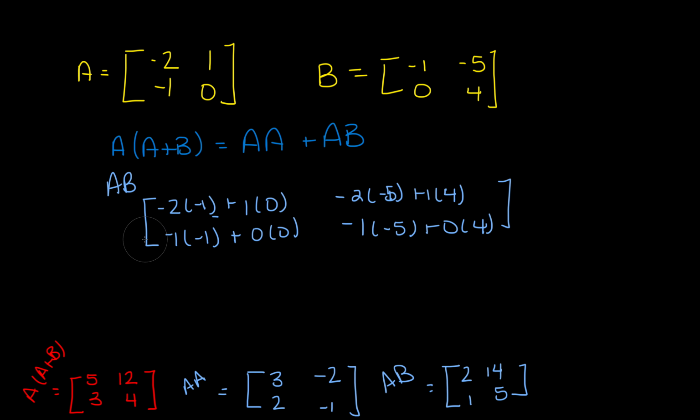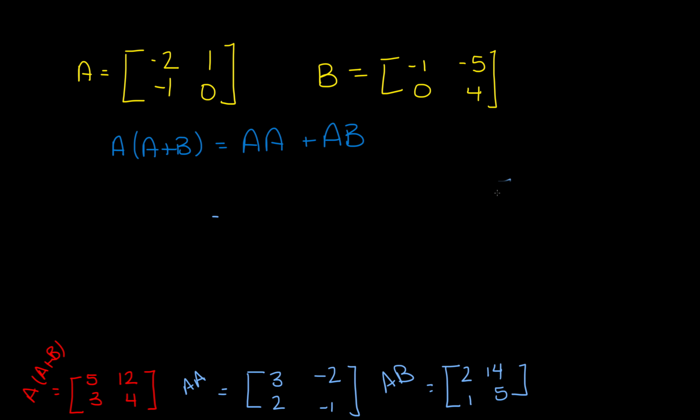So now let's do AA plus AB. So that will equal 3 plus 2. 3 plus 2 is 5. Negative 2 plus 14 is 12. 2 plus 1 is 3. And negative 1, this is 4. Whew, lots of work just to get to that conjecture.